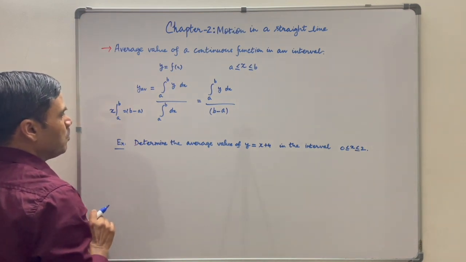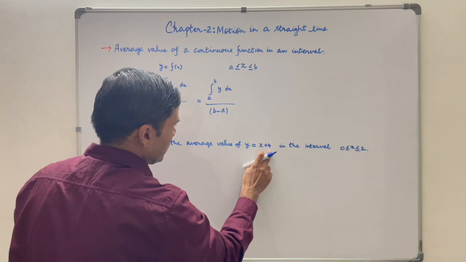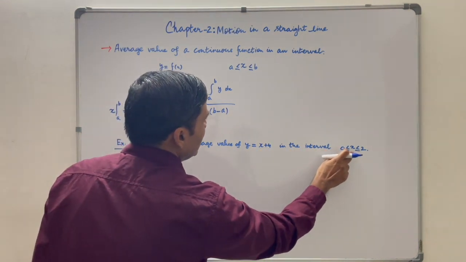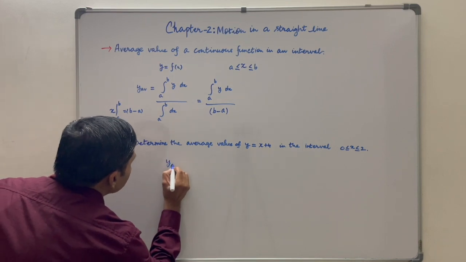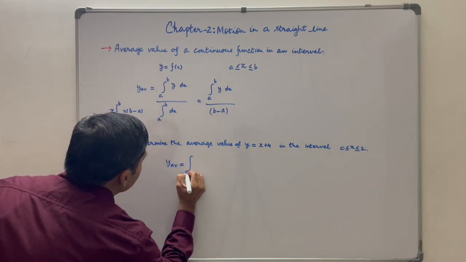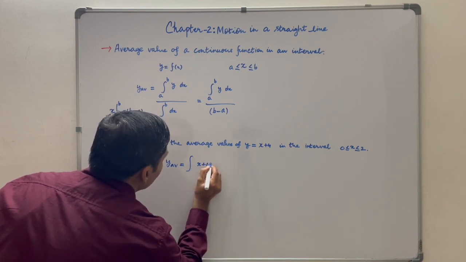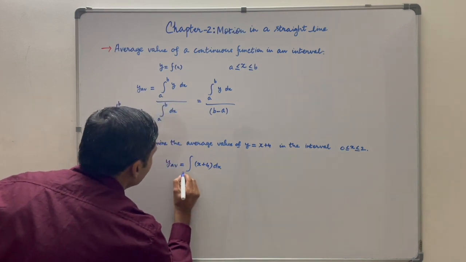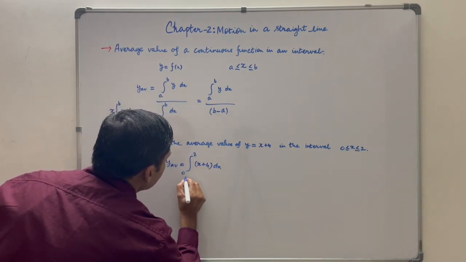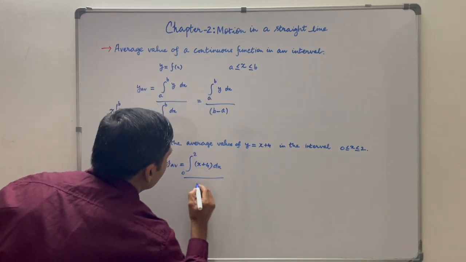Let us see this example. Determine the average value of y is equal to x plus 4 in the interval x lies between 0 to 2. So y average is equal to integration of y dx, means x plus 4 dx between the limits 0 to 2, divided by b minus a, means 2 minus 0.